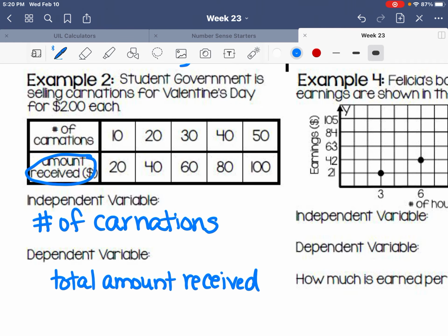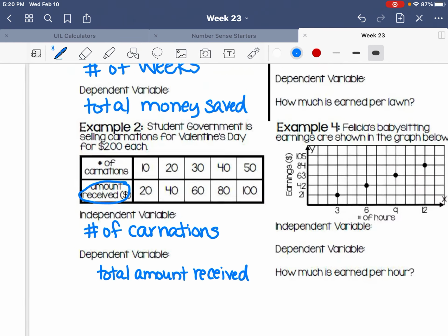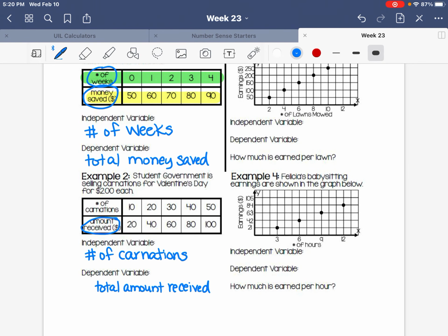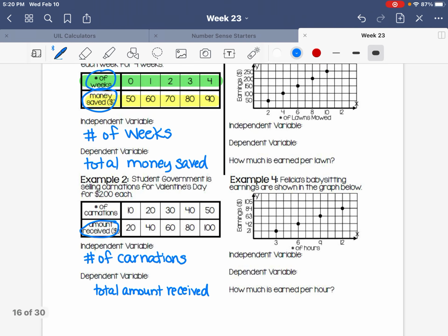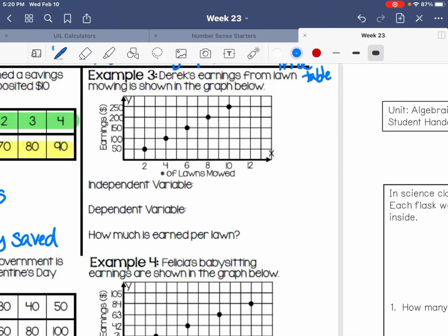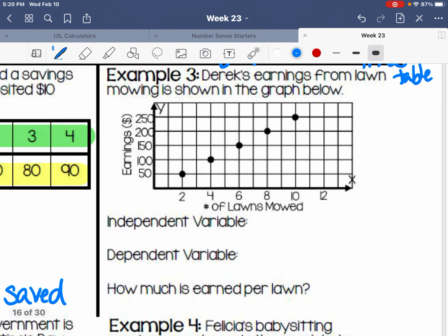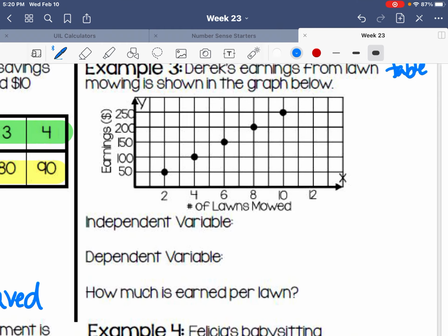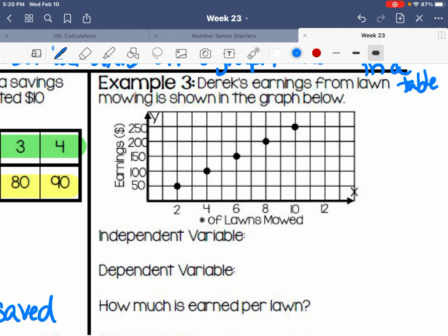What's on top is the independent, what's on bottom is the dependent. If the table is vertical, the independent variable comes first and the dependent comes second. All right, example 3, a little bit harder. Derek's earnings from lawn mowing is shown in the graph below. On the horizontal axis, we have number of lawns mowed, 2, 4, 6, 8, 10, 12. And then on the vertical axis, we have earnings in dollars. It goes from 50 to 100, 150 to 200 to 250.